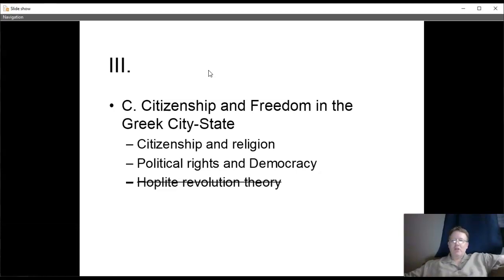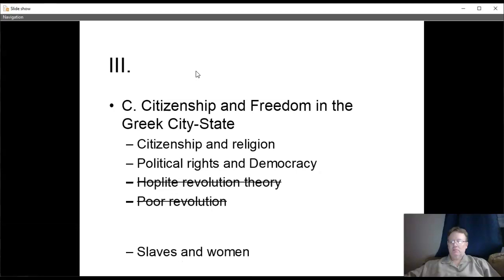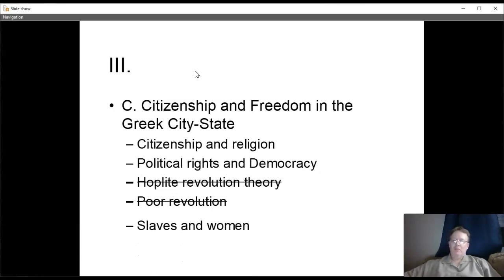The degree of power sharing, though, varied greatly. Okay, I'm still basically on political rights and democracy, so I'm not to slaves and women yet. So the degree of power sharing varies greatly. Some city-states were ruled by a tyrant, some by oligarchs, and some by direct democracy.